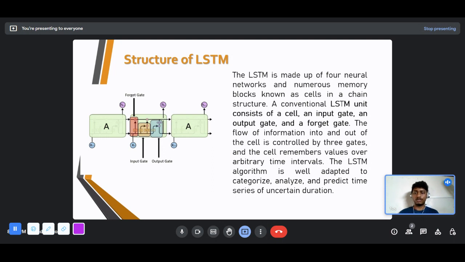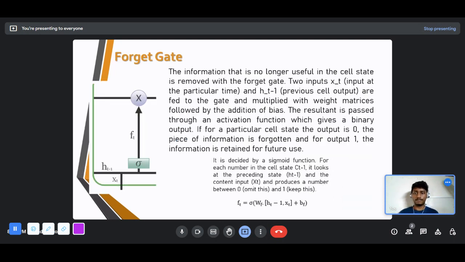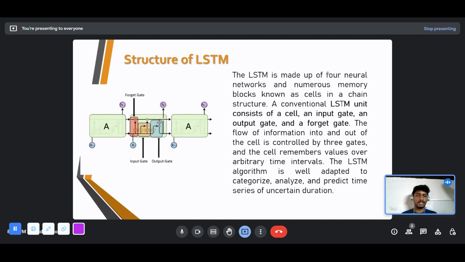Okay, moving on to the next slide, we have the forget gate. Now, as I told you, the three gates control the flow of information in and out of the cell.